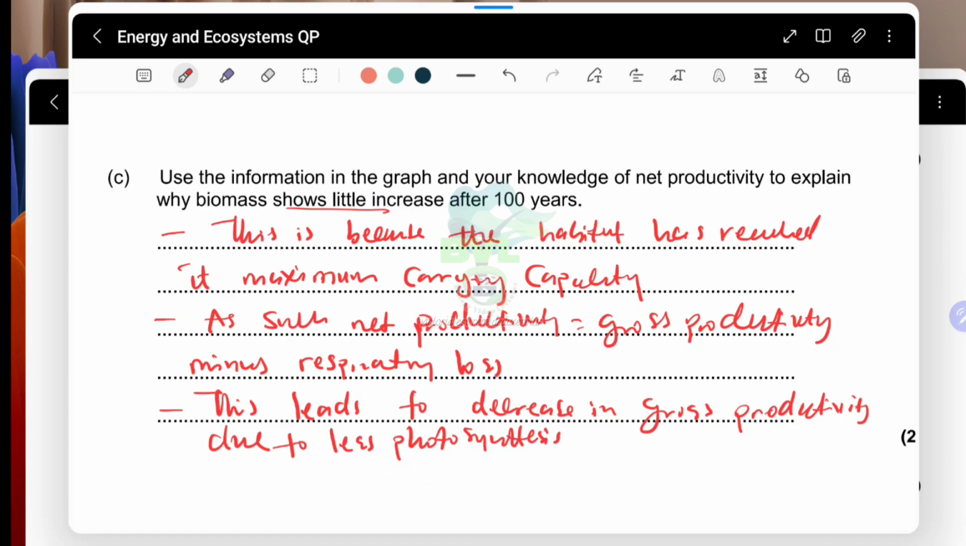Less photosynthesis. I mentioned earlier on that the bigger plants will obstruct the smaller plants on the floor, they will shade them off. I think I made mention of that in the questions before this. Okay.